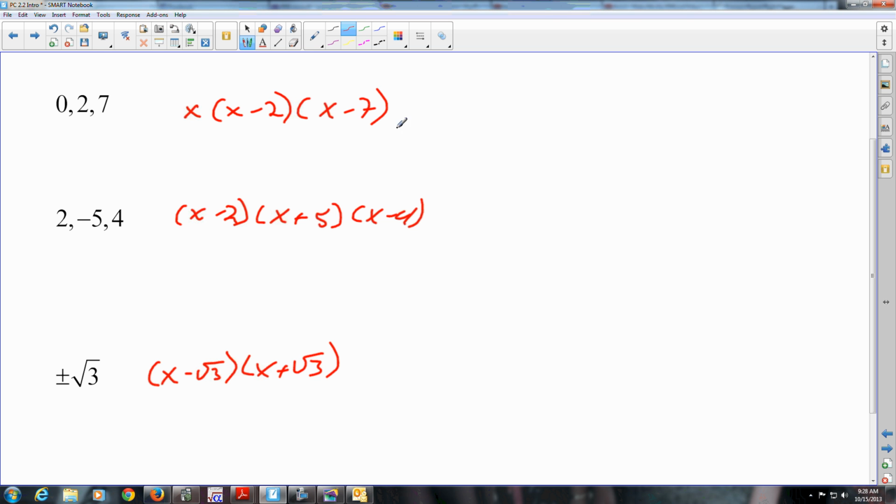Okay? Now, how do you multiply these out? Personally, I would FOIL that first. So I'd have x times x squared minus 9x plus 14. So then your final answer is x cubed minus 9x squared plus 14x.